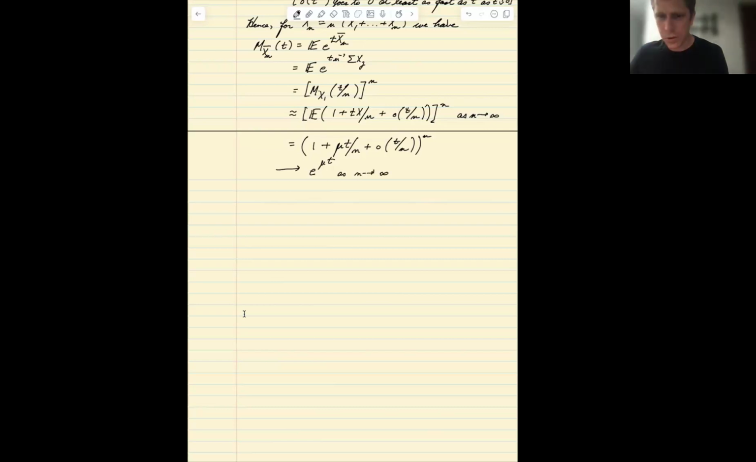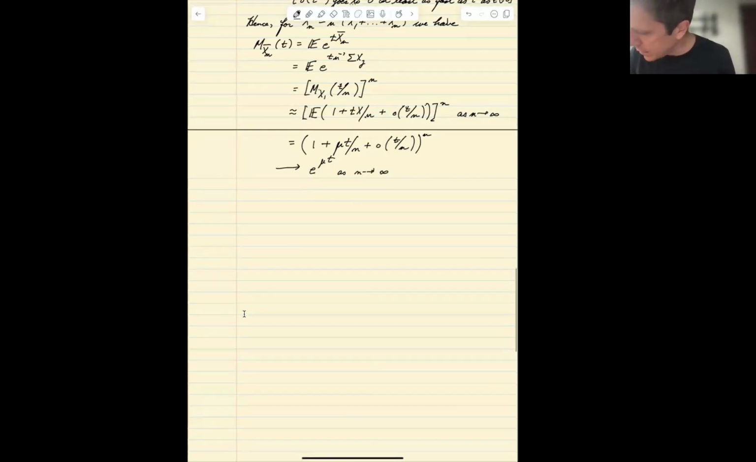Well, what is e to the mu t? Note that e to the mu t, or e to the t mu, is the moment generating function of the constant, the degenerate random variable that is constant at mu.